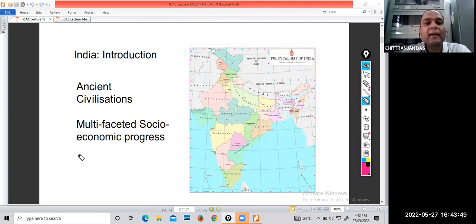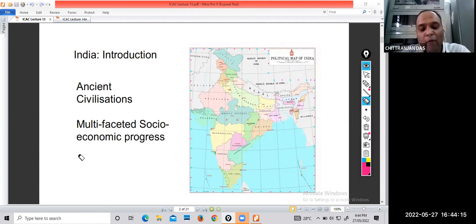Like we used to watch dubbed Hollywood movies, and that was the soft power of the United States of America. Now the world is watching Indian movies dubbed in their own languages, and so many movies have done exceptionally well in different parts of the world. So that also shows multifaceted socio-economic progress.